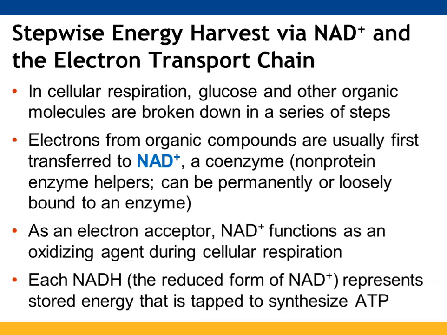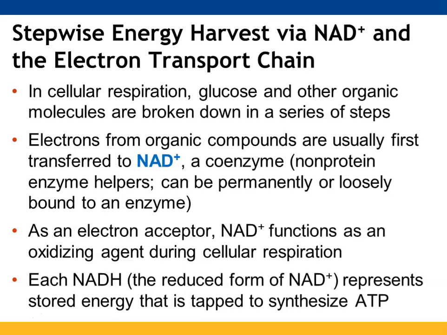We have to have some electron carriers to be able to do this, to separate those two processes, because we need the electrons to end up with oxygen because oxygen needs to be reduced. It needs to gain those electrons. So there are two helpers that make this possible.